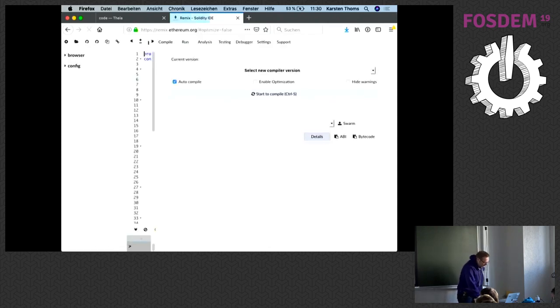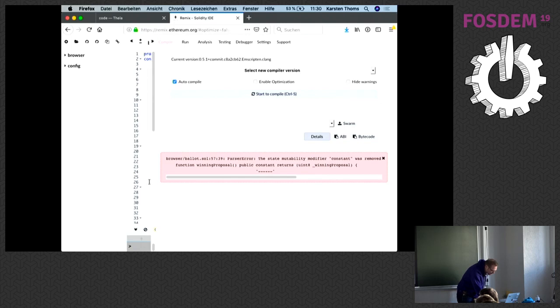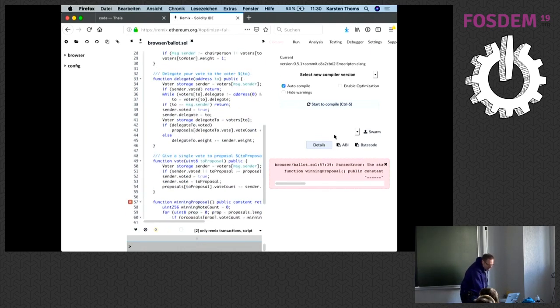So, here it is. This is actually Solidity code. You can edit this online, and you can write simple programs and compile that code. Actually, this code is not compilable because there's a syntax error in it, and this is marked here.